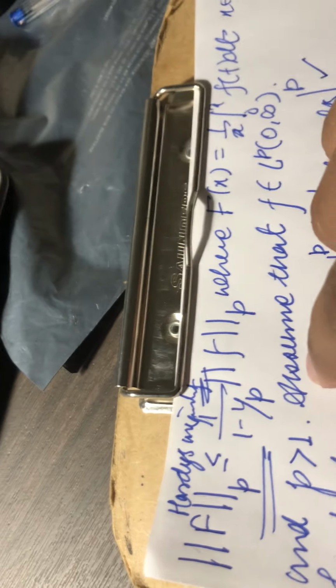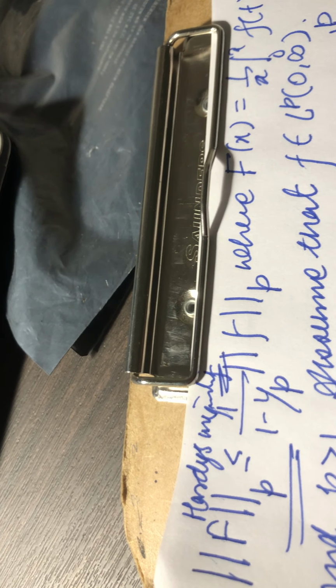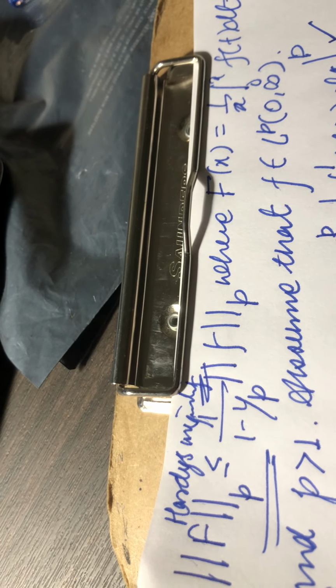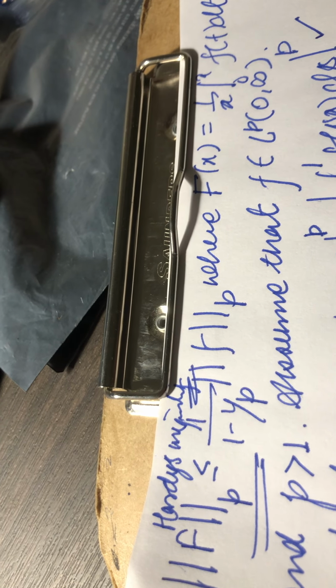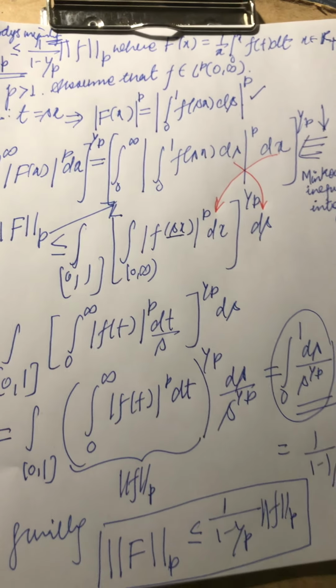Okay, so once again we studied Hardy's inequality, which says that the norm of capital F is less than 1 over 1 minus 1 over p multiplied by the norm of small f, where F is defined in this manner. Okay, it has a lot of use in industry. I don't remember it now, but obviously one can find it on the internet. Okay, let me give you the whole proof in this manner so that you can have a look.